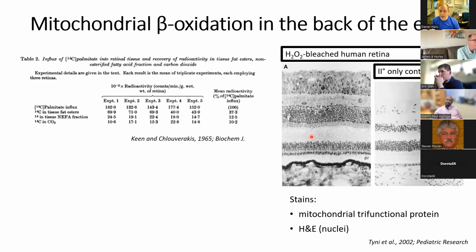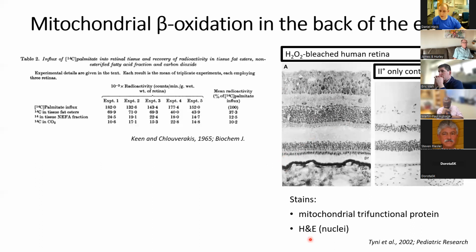A figure I'm not showing shows that they used 13C palmitate, and they saw the appearance of 13C acylcarnitines from that palmitate, and that was in RPE, porcine RPE, I believe. And then they also have these human retina sections, which they bleach the pigment in with hydrogen peroxide. And they show that in these retina sections, they have staining for the mitochondrial trifunctional proteins.